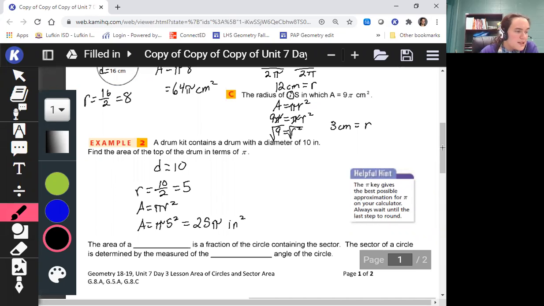Now I know some of you are probably wondering how you're typing pi in on the computer. It would be 25, and then pi for pi, space, and then inches, in, your caret for your exponent, and then 2.